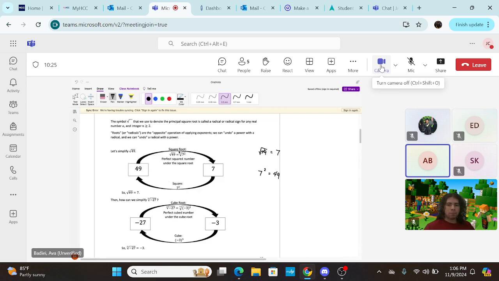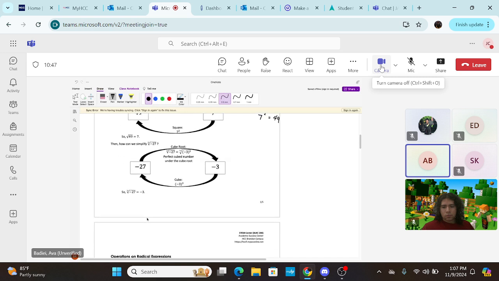You take the square root, you go from 49 to 7, you raise it to a power or exponent, and it goes from 7 to 49. The same thing from negative 27, you go to negative 3 if you take the cube root. If you raise this to a power of 3, like here, you're going to get negative 27.